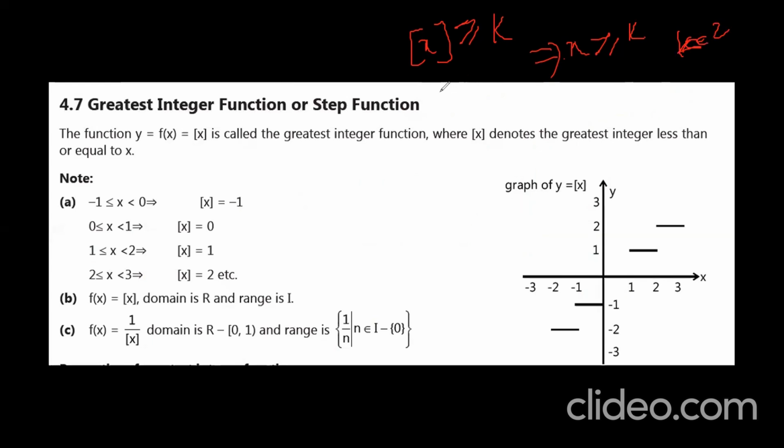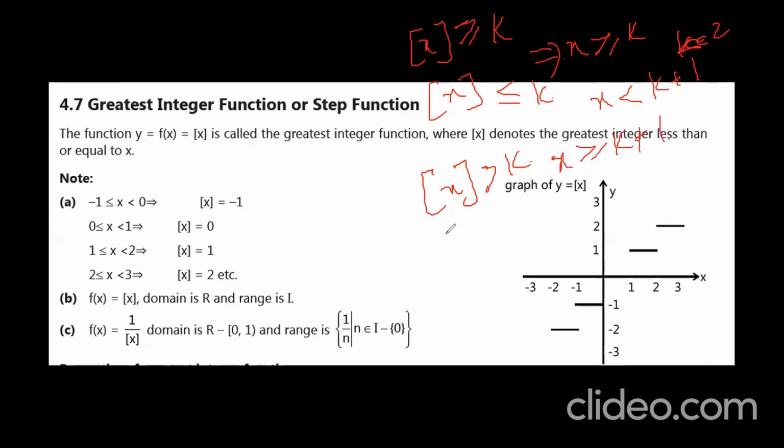Next, in the same way, the integral part of x less than or equal to k. Then what happens? x is less than k plus 1. Very good. If the integral part of x is greater than k, then x is greater than or equal to k plus 1. Similarly, if the integral part of x is less than k, then x is less than k.